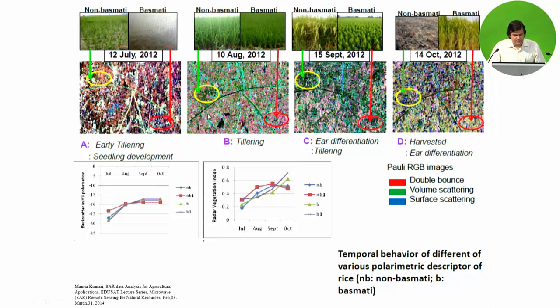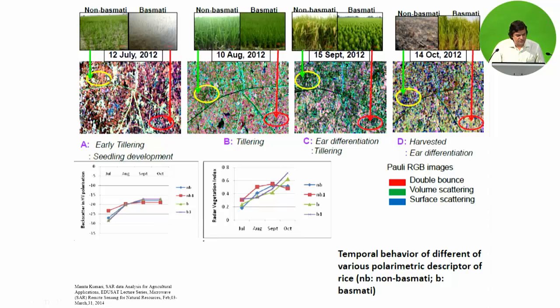Another differentiation was made on the basis of scattering pattern. So here for the different phenological stages, the temporal behavior of various polarimetric descriptors was also studied. So backscatter responses in HV polarization and the radar vegetation index were used, and again here double bounce scattering is represented in red color, volume scattering, which is mainly obtained from the vegetation, is represented in the green color, and the surface scattering is represented in the blue color, surface mainly due to the water body and the plain surfaces.